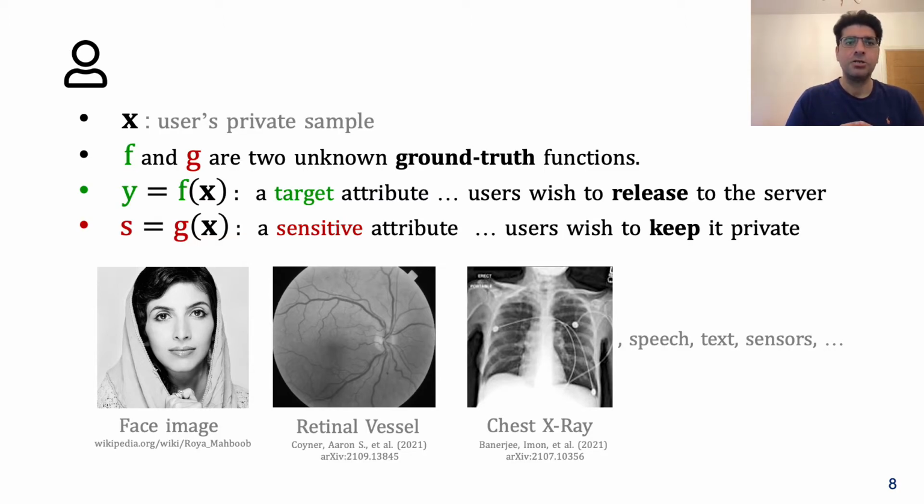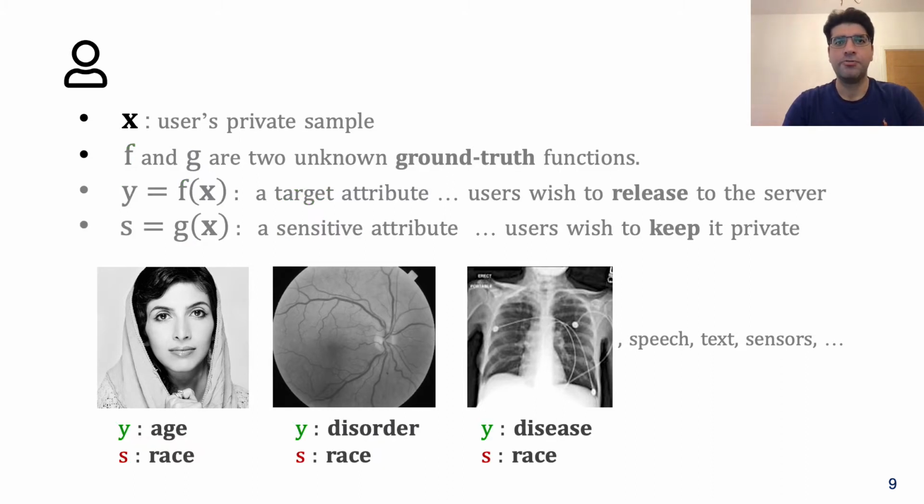Assume that there are two attributes. Y is the target attribute that users wish to release, and S is the sensitive attribute that users wish to keep private. For instance, the target attribute can be age or disease and the sensitive attribute can be race. In fact, recently it is shown that the race of the patient can be inferred from medical images.